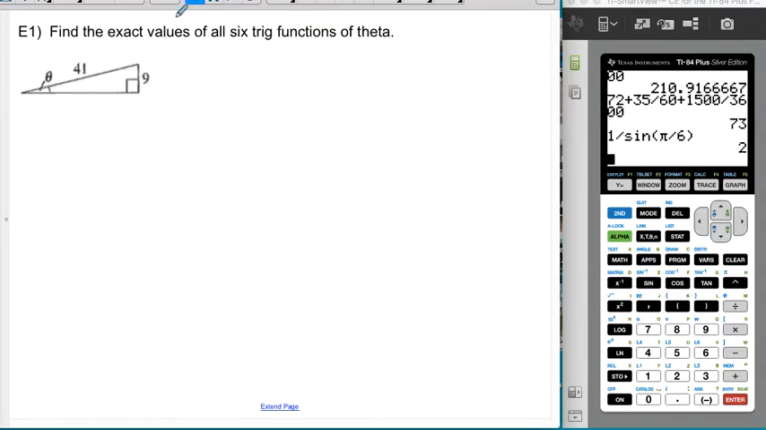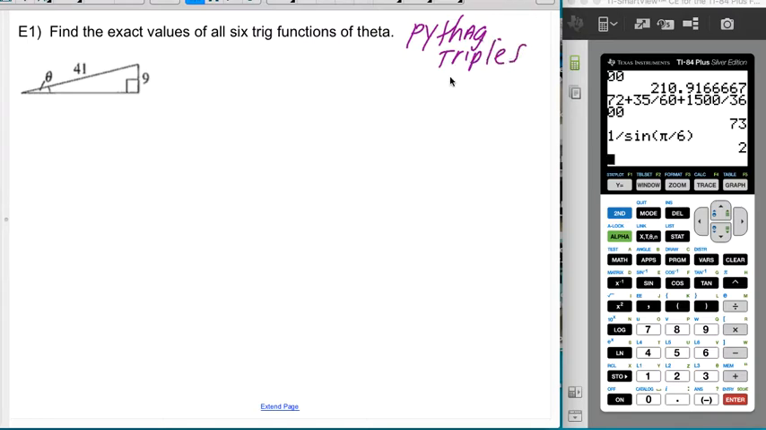All right, so we're going to find the exact value of all the trig functions of theta, right? So we are missing a side here. So you can either use Pythagorean theorem, right? Or you can recognize that this is a Pythagorean triple. So let's do a quick Pythagorean triple thing, right?